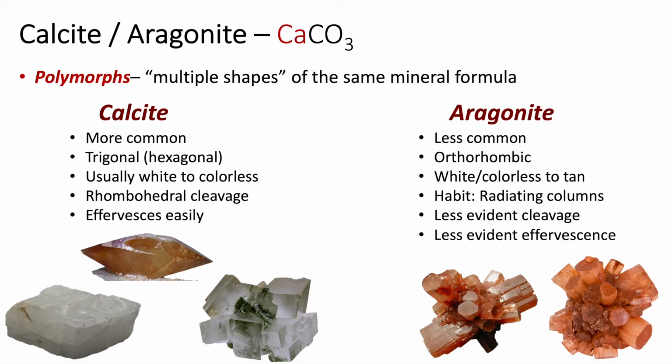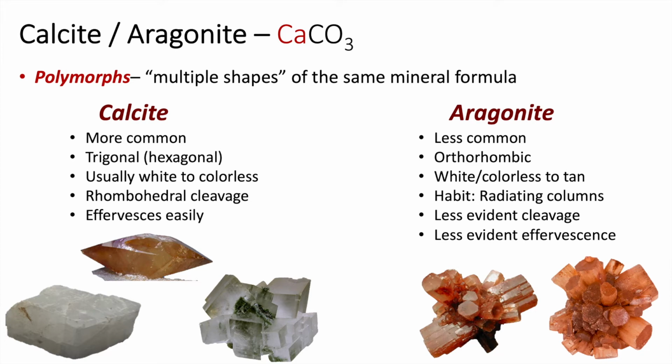And so looking at calcite and aragonite, these are what we call polymorphs. The poly meaning multiple, morphs again meaning shapes. So this is basically saying these two minerals both have the same formula, but they exist in different shapes of that same mineral formula. So calcite is our more common example. That's why we've talked about it a lot already in this class. It tends to take on trigonal, which is a subset of that hexagonal crystal symmetry category. So it takes on trigonal or hexagonal symmetry.